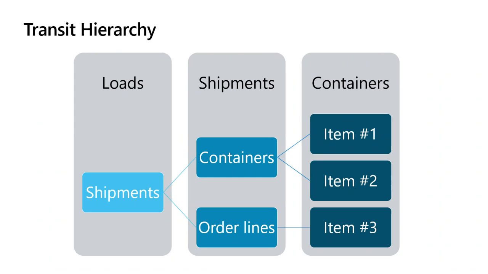The shipments then, if we expand our pyramid, this is the middle column of shipments, are our deliveries to customers, and they are going to contain one to many containers if I am using that packing process, or just contain the individual order lines themselves. So at the very lowest level, my containers, or just my individual order lines, have my individual items.